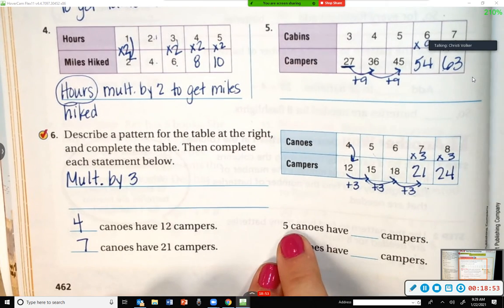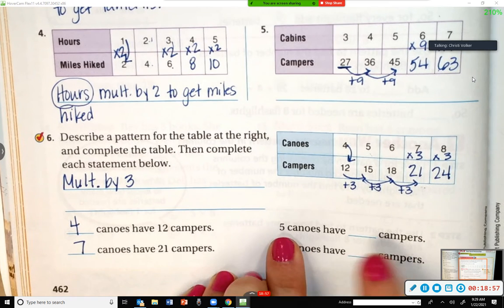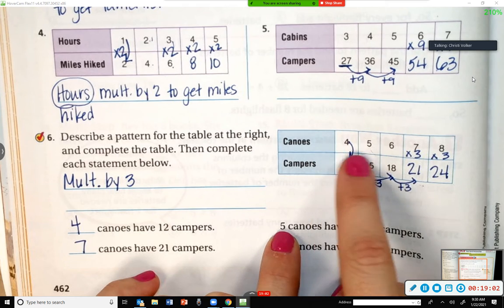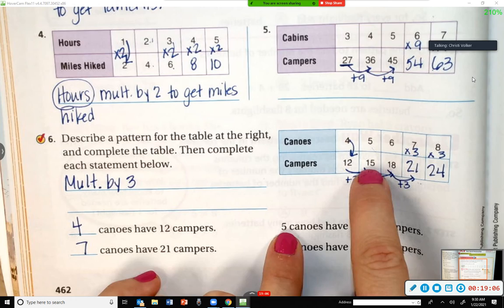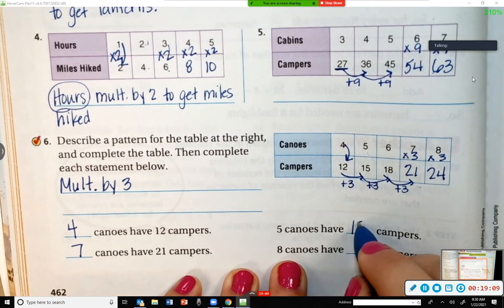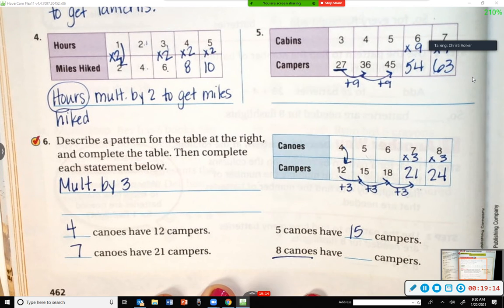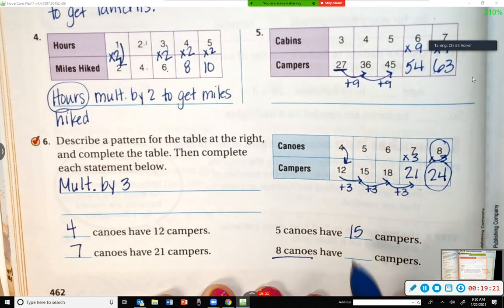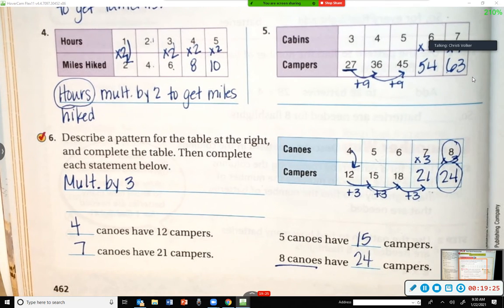Okay. 5 canoes have blank campers. So now I need to find 5 canoes in my chart. So I go to 5 canoes. I look down and it has how many campers? 15. Good. Now I need to go to 8 canoes and see how many campers. How much would it be? 24. Good. Here's 8 canoes, and that would be 24 campers. Okay? Any questions on that?